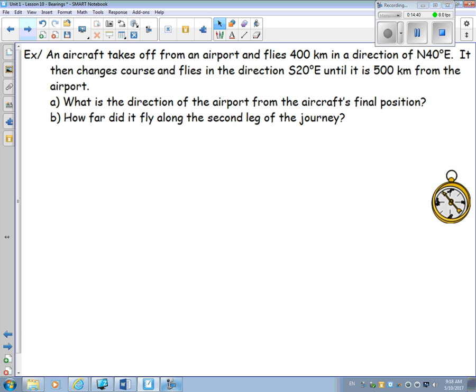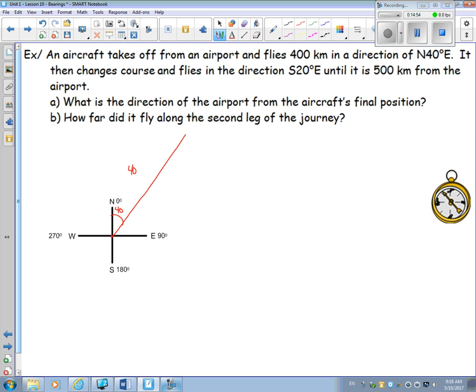So an aircraft takes off from an airport, flies 400 kilometers in direction north 40 east. I see a compass. I need my compass. North 40 east. So start at north, 40 to the east, 400 kilometers.